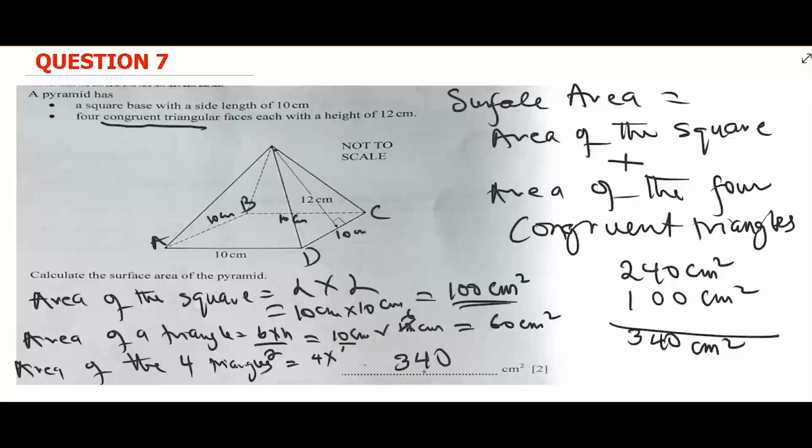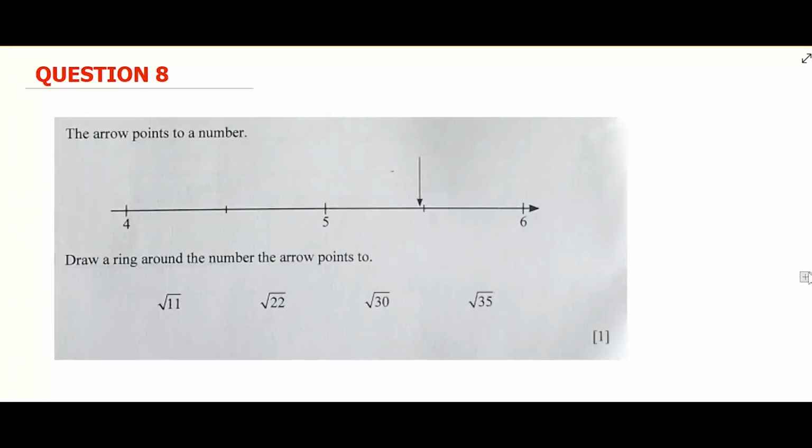So to get the area of any pyramid, the formula will be the area of the base, plus the area of the 4 triangular faces. So let's go to the next one.